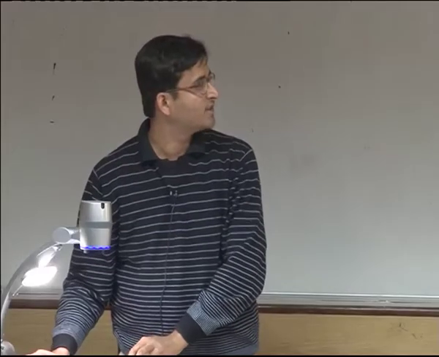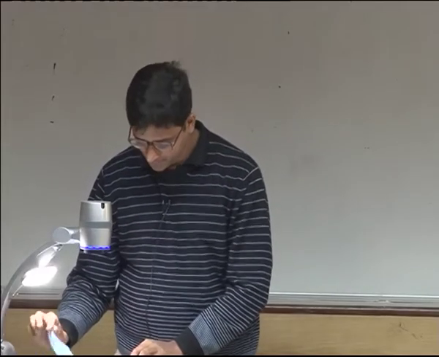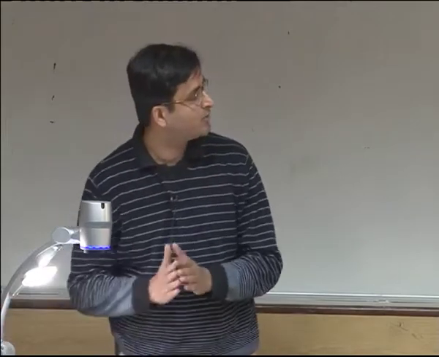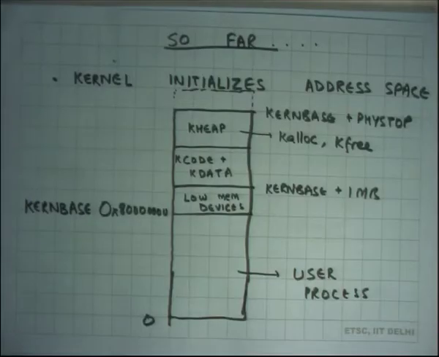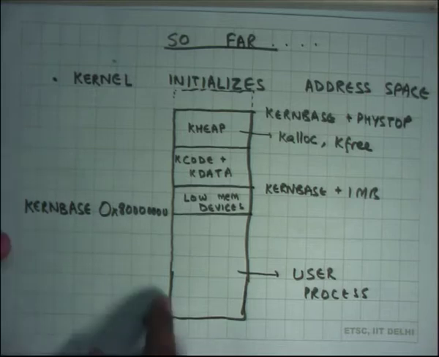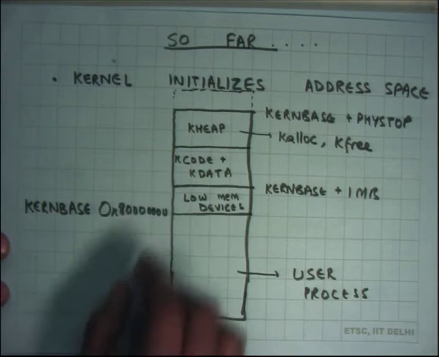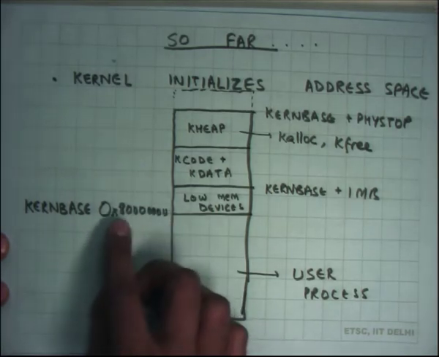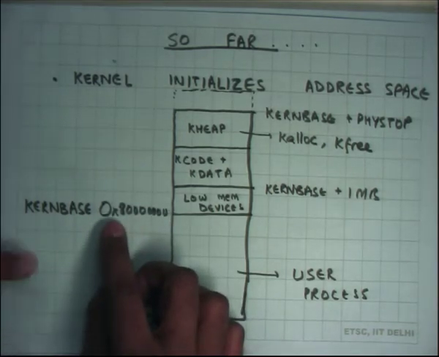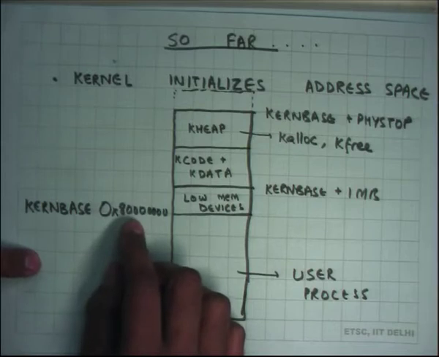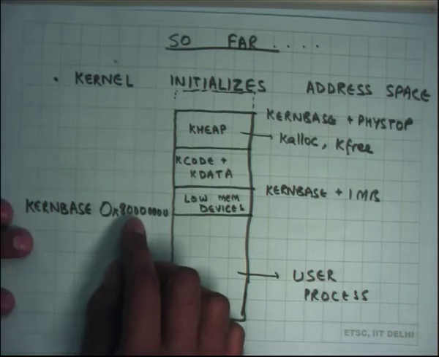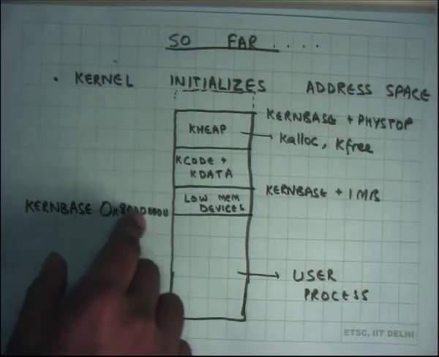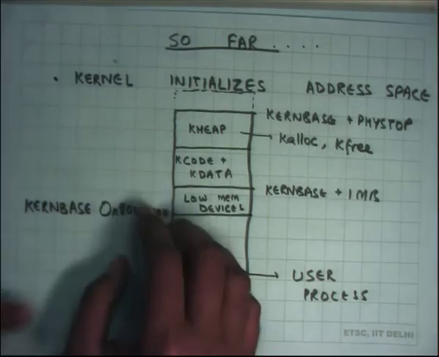Okay, welcome to Operating Systems Lecture 17. So far we have looked at how the kernel initializes itself and initializes the address space. We have seen that the kernel starts itself at KERNBASE, which on xv6 is hexadecimal 8 and 7 zeros, so it is 2 GB, right? It's a 32-bit address space, so it's right in the middle of the 4 GB address space.